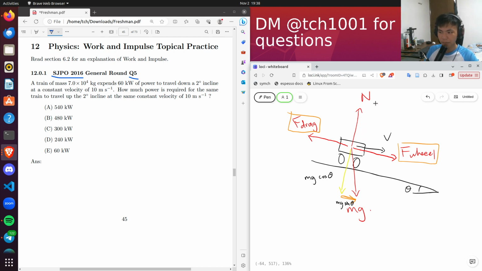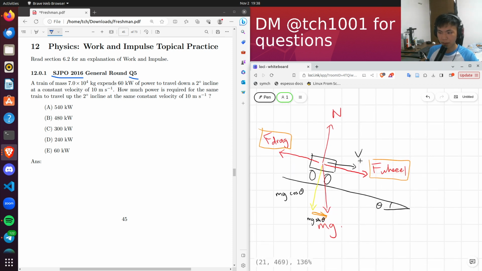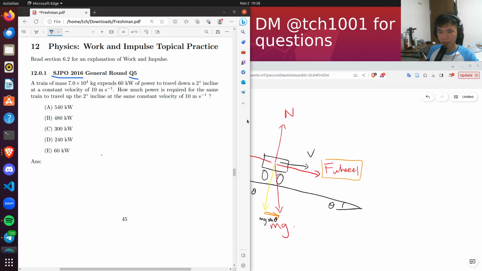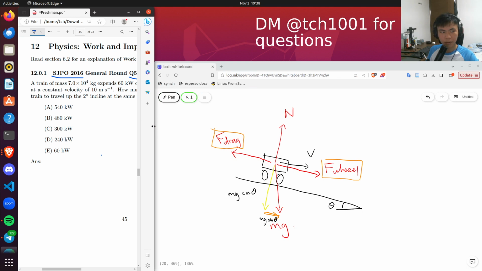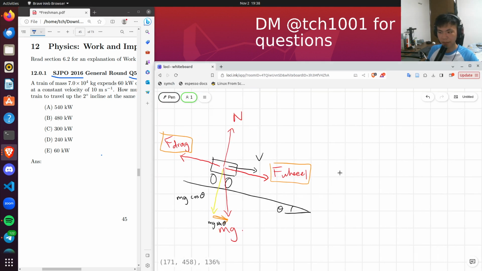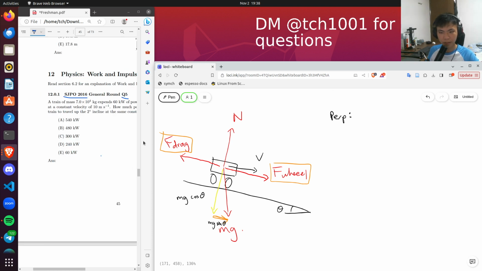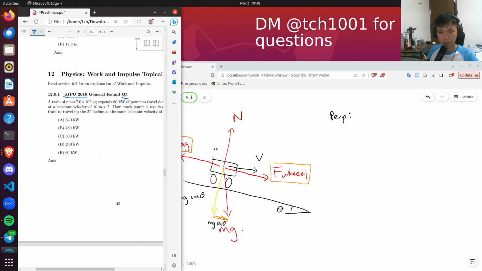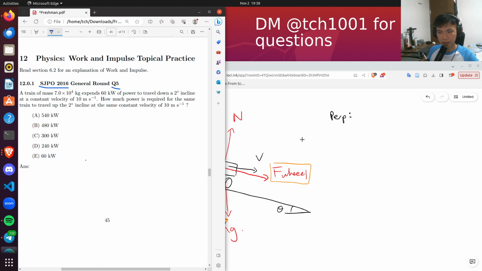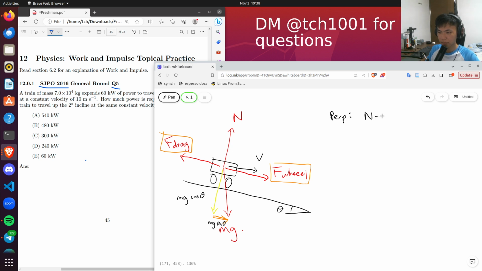Okay, so anyway, the first thing we observe is that in the perpendicular direction, there is no net perpendicular component. So the net force must be 0. If not, the train will be sinking into the slope. So that gives us N minus mg cosine theta equals 0, or N equals mg cosine theta.